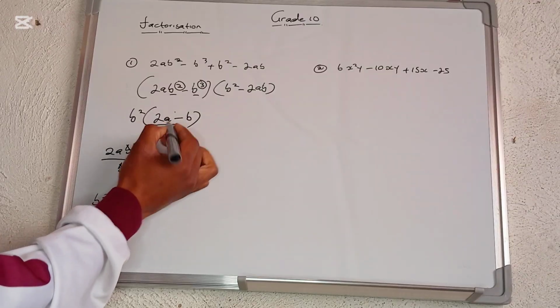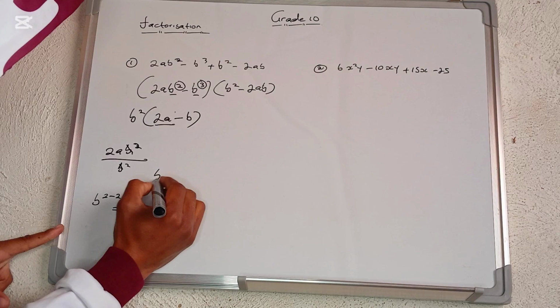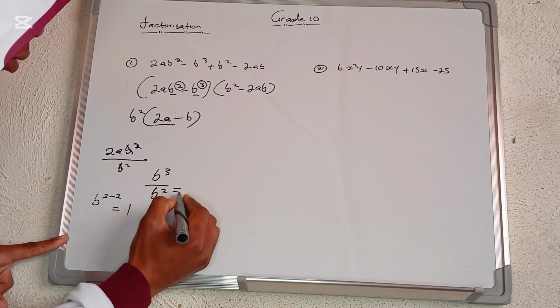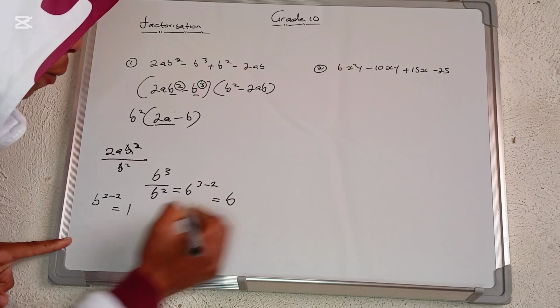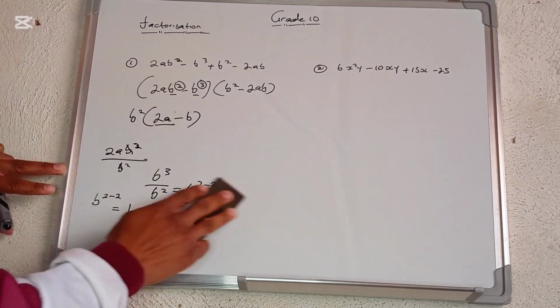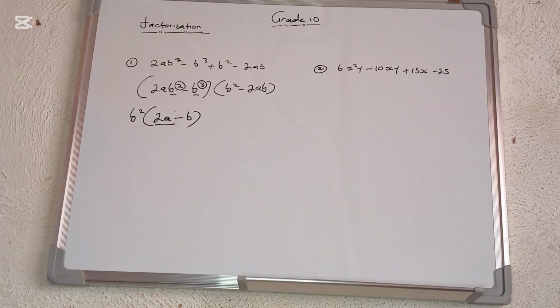We are left with 2a. And then we have b cubed divided by b squared. It's going to be 3 minus 2, so we're going to be left with b. So b squared is our common factor in this expression. Moving to the second one.